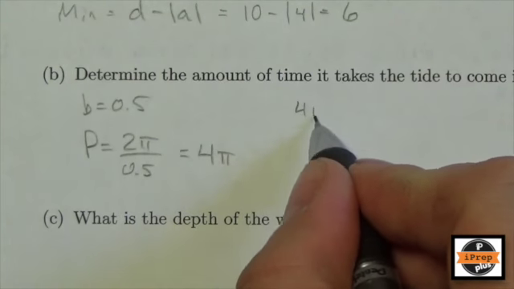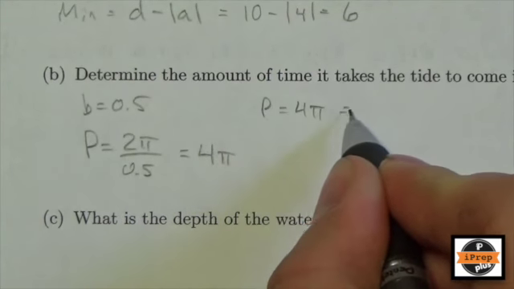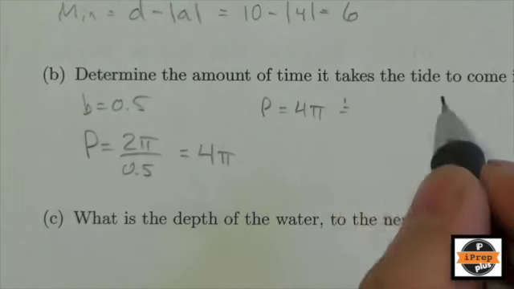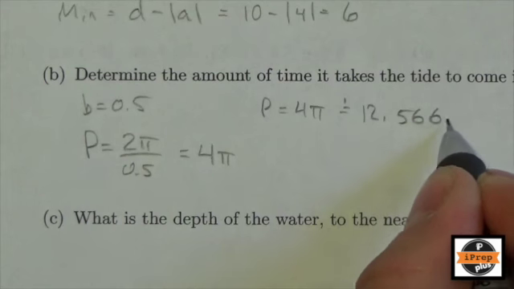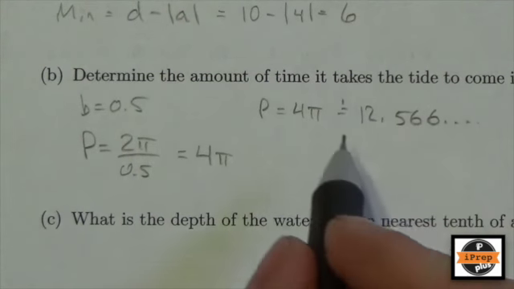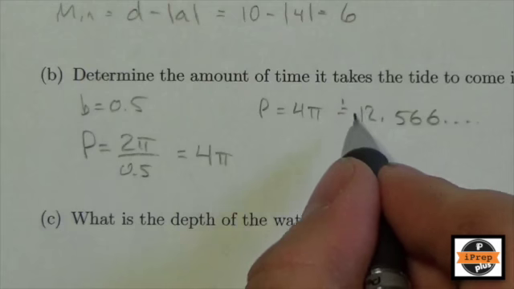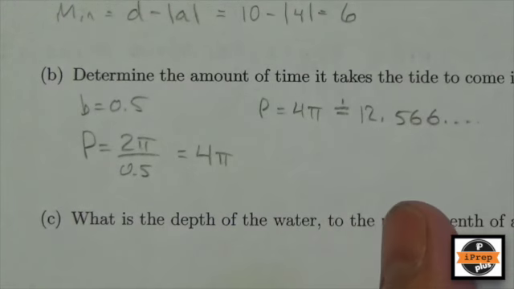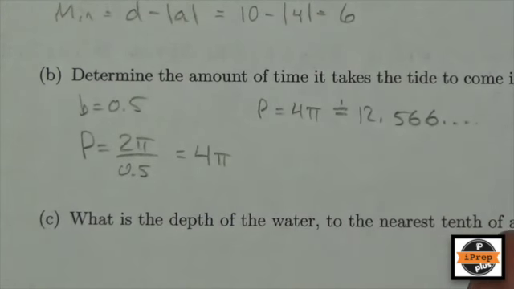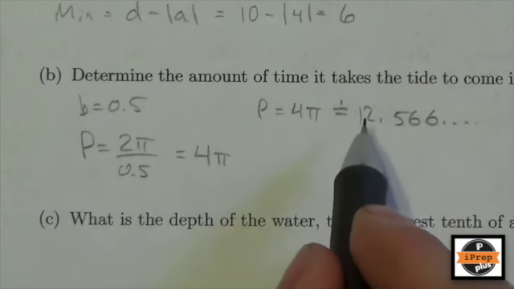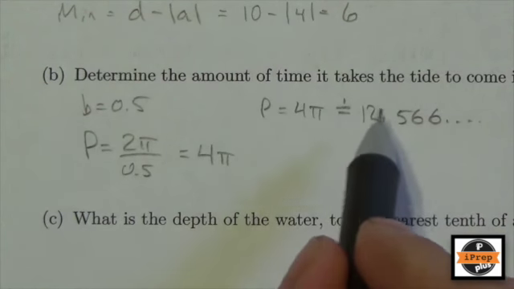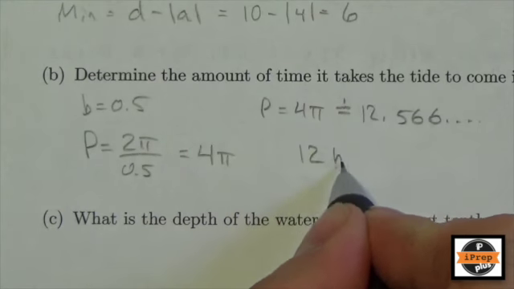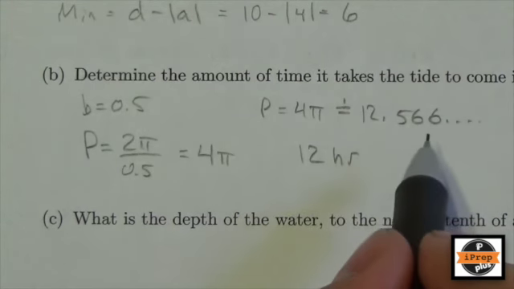But 4 pi as our period, if you go to your calculator and plug that in, you're going to get 12.566 and so on. Okay, so how much time does that represent? Be careful with this. I've seen an awful lot of people say, oh, it's so easy, 12 hours and 56 or 57 minutes. No, that's not true at all. Okay, 12 hours, yes, but not 56 minutes.